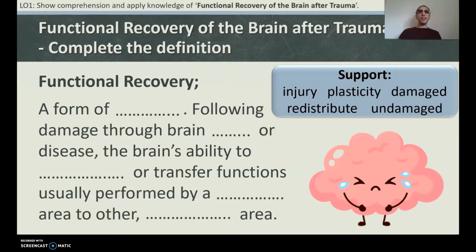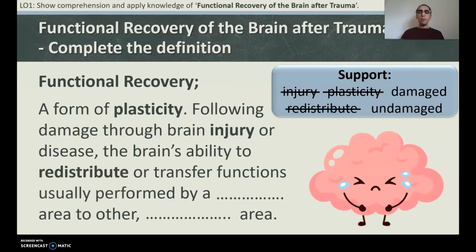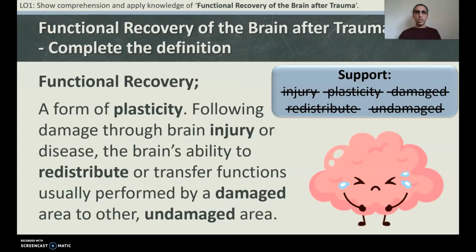Let's try and fill in the gap for the definition. What is functional recovery? Functional recovery is a form of, fill in the gap, do it with me, a form of plasticity, good, following damage through brain injury or disease, the brain's ability to redistribute or transfer functions usually performed by a damaged area to other undamaged areas. Good. Functional recovery is a form of plasticity following damage through brain injury or disease, the brain's ability to redistribute or transfer functions usually performed by a damaged area to other undamaged areas.